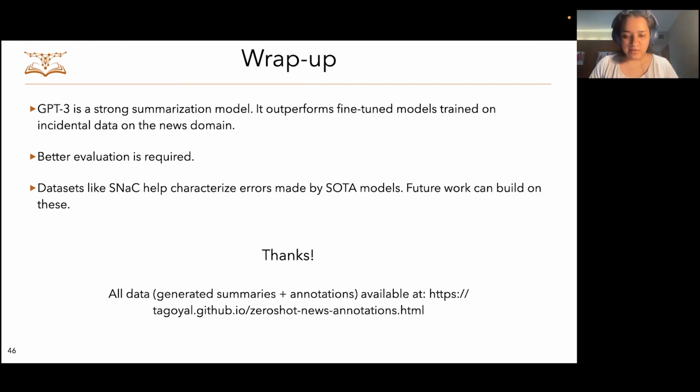And I want to also add that all the data that I spoke about, generated summaries and human annotations, is available at this link. And I can take questions now.